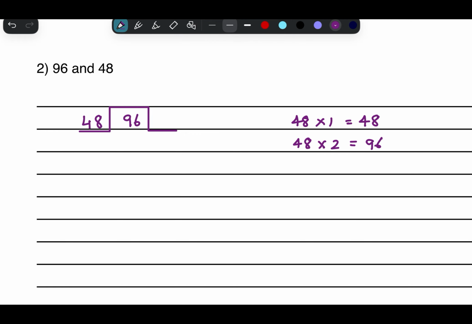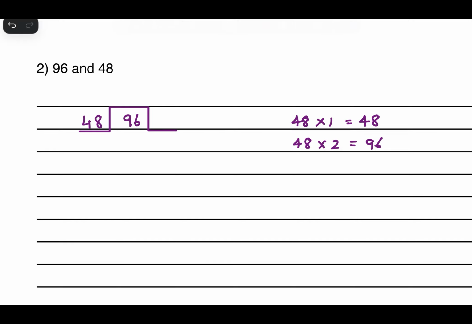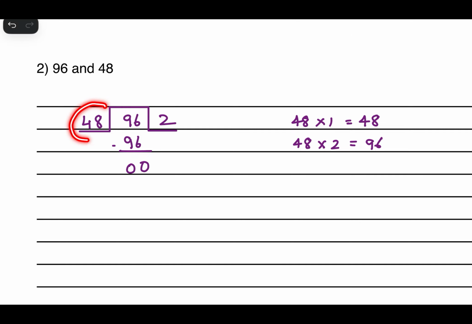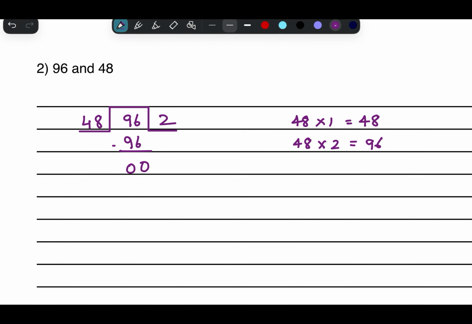Okay, now here I have arranged them already in the ascending order. First 48 and then we write 96. Multiples of 48 is 48 into 1 is 48. 48 2s are 96. Okay, straight away we have got 96. So 48 into 2 is 96. That's it. The remainder is 0. We stop here. So the HCF of 96 and 48 is 48 itself.